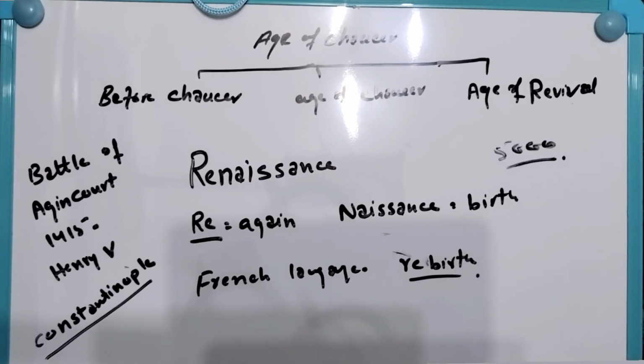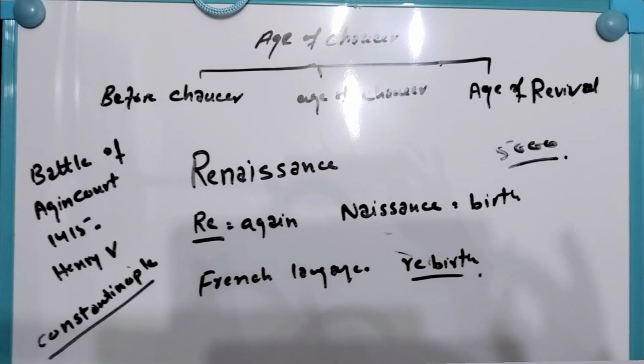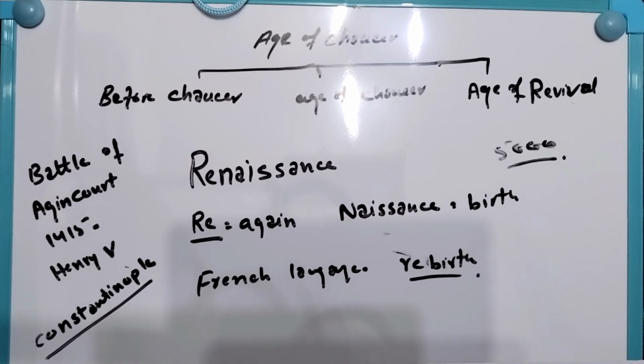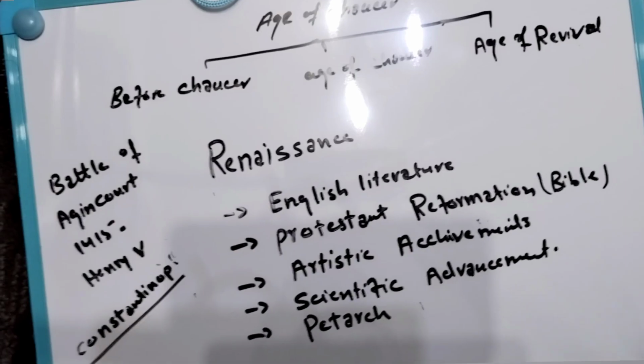So the Renaissance started in Italy. Italy is known as the very home of the Renaissance. It means that in Italy the Renaissance first began, and all the things of the Renaissance age happened first in Italy. We should know all about this.